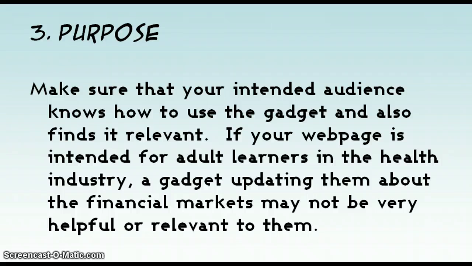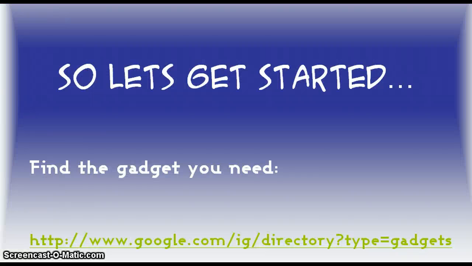Now, the purpose of the gadget: you need to think about your target audience. As English as a second language instructors, we think about our students and what might be useful or helpful for them. So make sure that your intended audience knows how to use the gadget and also finds it relevant. If your web page, for example, is intended for adult learners in the health industry, a gadget updating them about the financial markets may not be very helpful or relevant to them. So think about the purpose of why you need the gadget and why you want it on your wiki page. So let's get started.